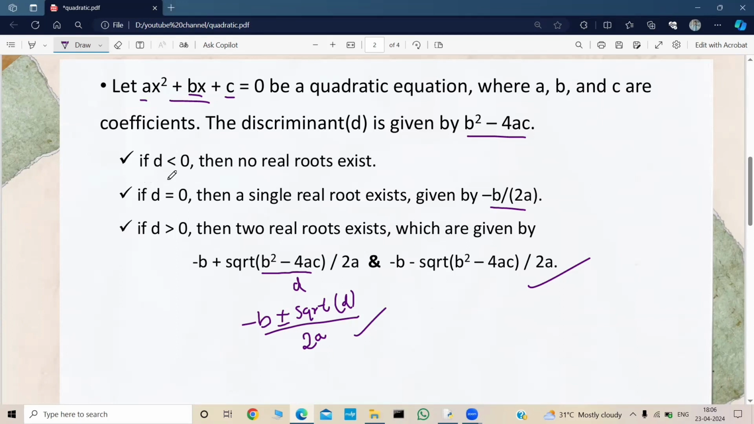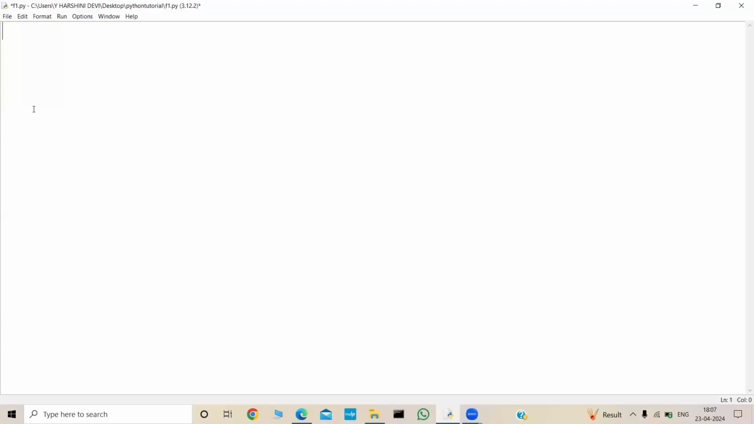And coming to the logic part, if you observe here, we have three conditions. And what I said before, if we have more than two conditions, then we need to use an if-else statement, right? We will check if d is negative, then we will print no real roots exist. And if d equal to 0, then we will print the single real root, that is minus b by 2a. And if d is positive, nothing but d is greater than 0, then we will print two real roots, right? So now let's write the code for it.